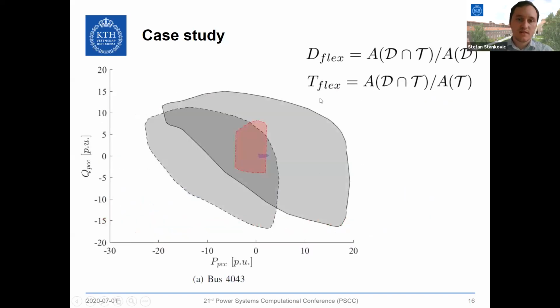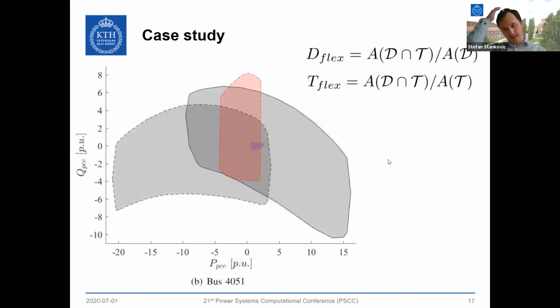So now we can see on this example how we calculate the D-flex and T-flex coefficients. The D-flex coefficient, for example, for the second distribution grid, denoted here with the red area, would be the intersection between the DSO surface and the TSO surface divided by the whole DSO surface, while the T-flex coefficient would be the same intersection divided by the TSO surface, denoted here in dark gray. So this is the example for bus 4043. This is how it looks for bus 4051.